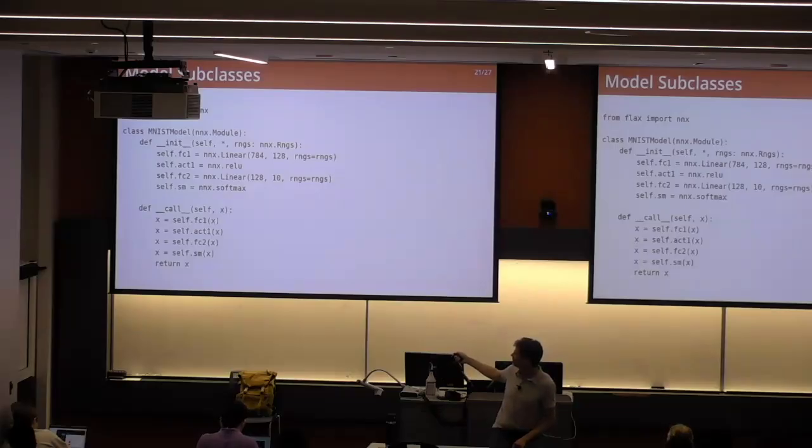For functions like ReLU, you just pass in the function and that's the whole thing. And then at the end here, I have a softmax. Then in the calling of this model, you are making the prediction. So you say X is the output of the fully connected layer, and then you feed that into the activation layer, and then you feed that into the second fully connected layer, and then you feed that into the softmax.